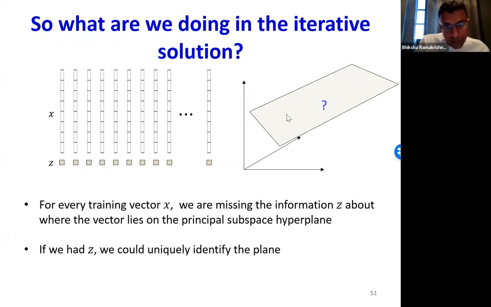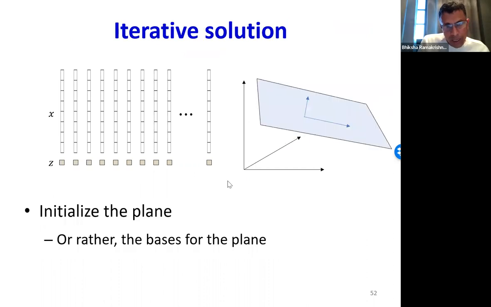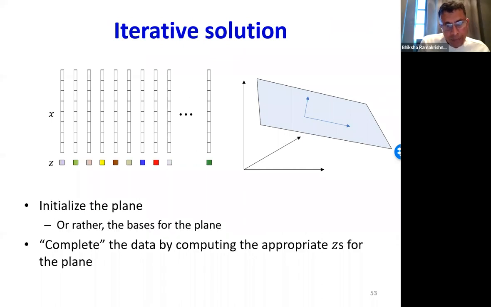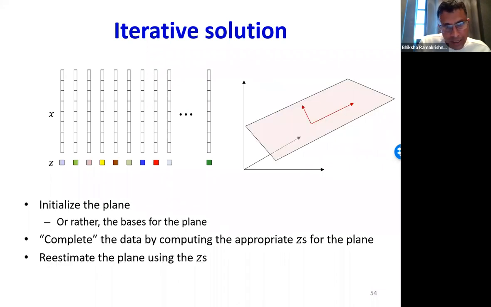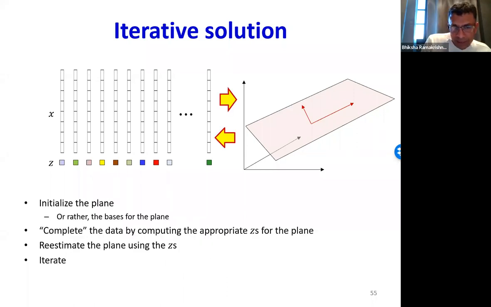For every data vector, there is the term Z, which tells you where it must be projected on the surface, right? If you had the Z for every data vector, then you could determine the surface uniquely. On the other hand, if you had the surface, you could find the Z for every data vector. So what are we doing? We are initializing the basis for the plane, basically the subspace. Based on the subspace, we are computing the Z for every data instance. Then using the Z's, we are updating the surface. And then using the updated surface, we are estimating the Z's. And we keep iterating this process till the whole thing converges.